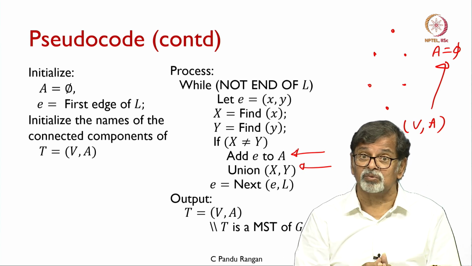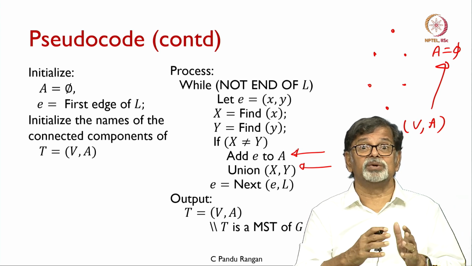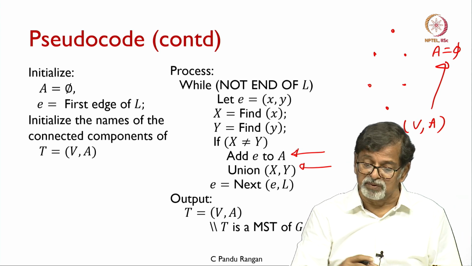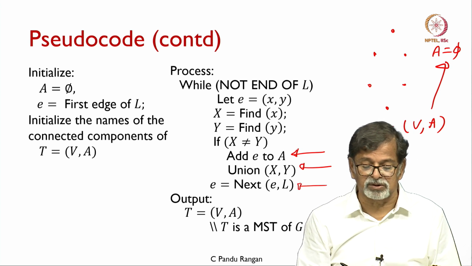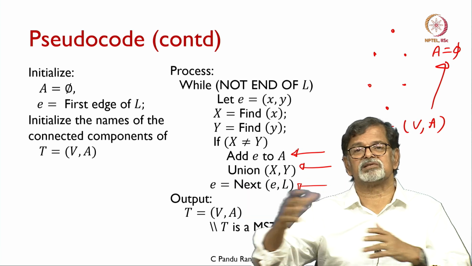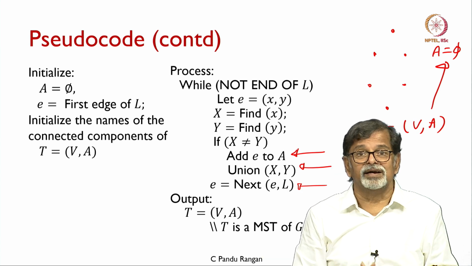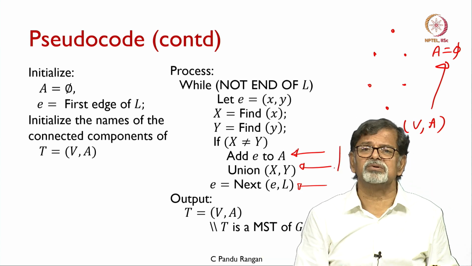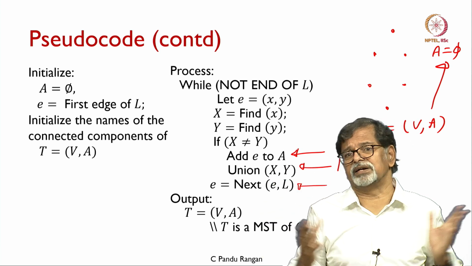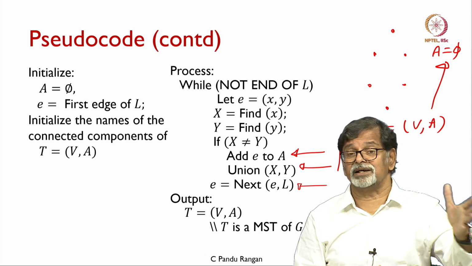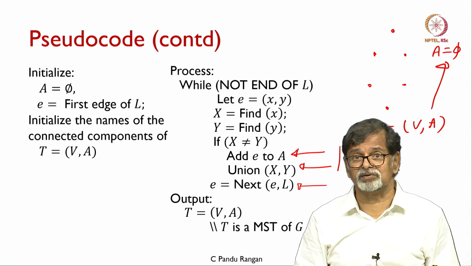If x is not equal to y, I add that edge to A. After adding the edge to A, I update the connected component information by the union operation and then go ahead to the next edge. E equals next E, the next edge in the list. So I consider the edges in L one after another. If an edge has this property, I include it, otherwise I ignore it and keep moving along L. Finally, I will have an A. We have seen that this A is the A we are looking for. It forms a minimum spanning tree.